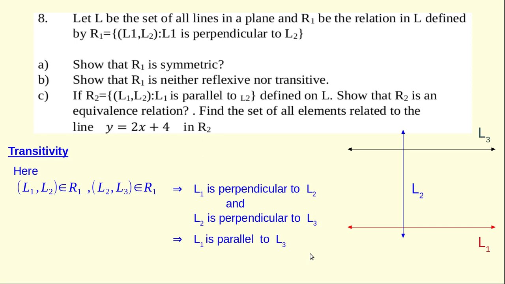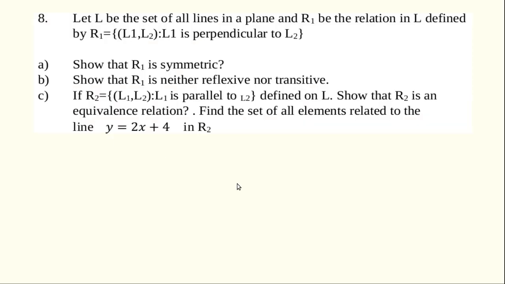It means that L1 is not perpendicular to L3. To be a member in R1, L1 must be perpendicular to L3. Here L1 is not perpendicular to L3. Therefore, (L1, L3) is not a member of R1. Hence R1 is not transitive. Keep in mind that the relation perpendicular is symmetric only, neither reflexive nor transitive. Clear? Now let's discuss the answer to question number C.